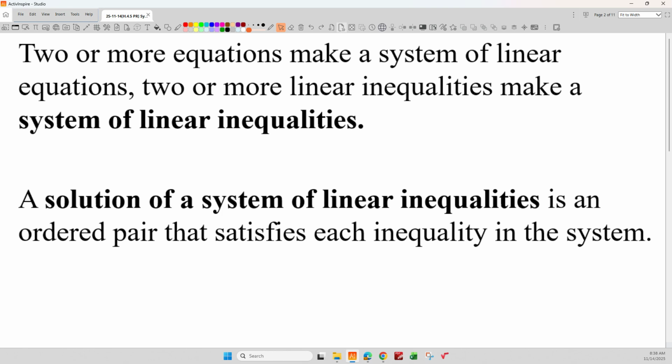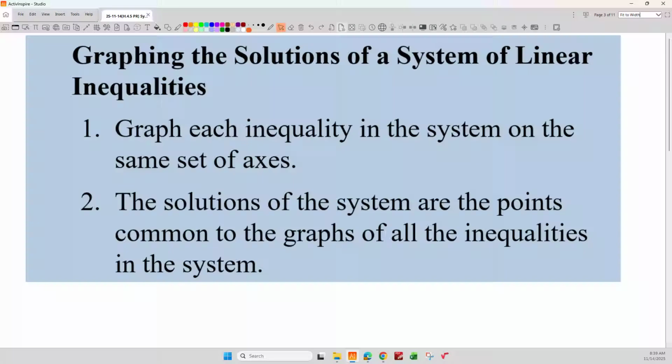Okay, so just some vocabulary. This is just for your notes. It'll be in Google Classroom today if you want to look back at this stuff. 2 or more equations make up a system of linear equations. 2 or more linear inequalities make up a system of linear inequalities. A solution to a system is always the same thing, whether it's equations or inequalities. A solution is an ordered pair if it satisfies each of the parts of that system. So in this case, if it satisfies all of the inequalities.